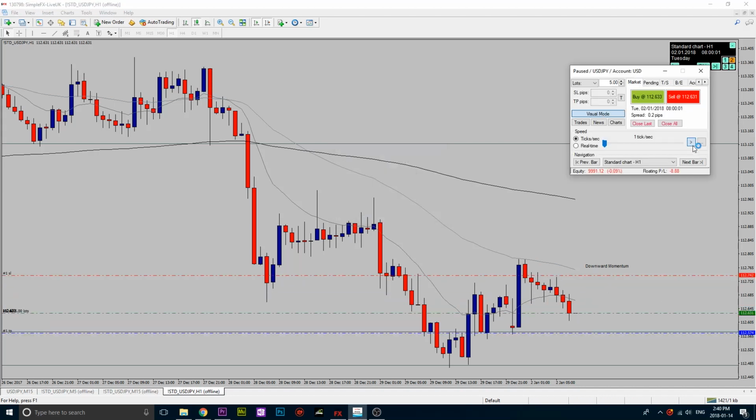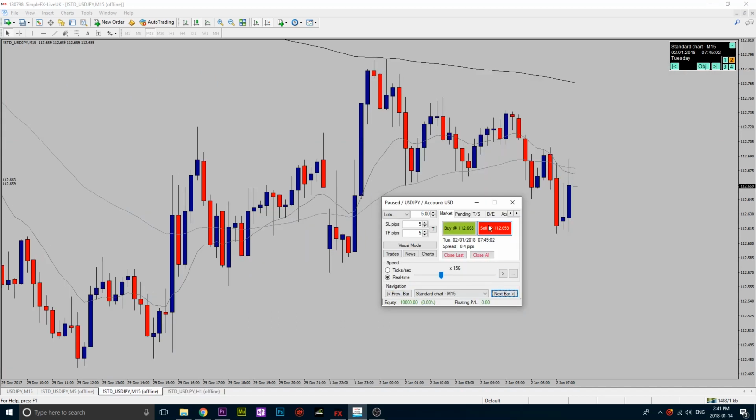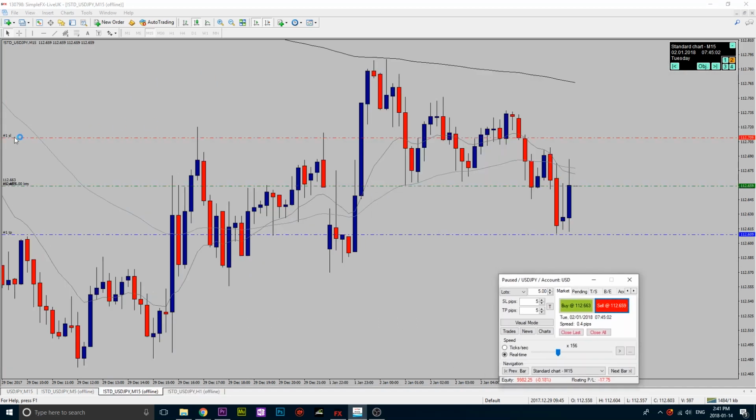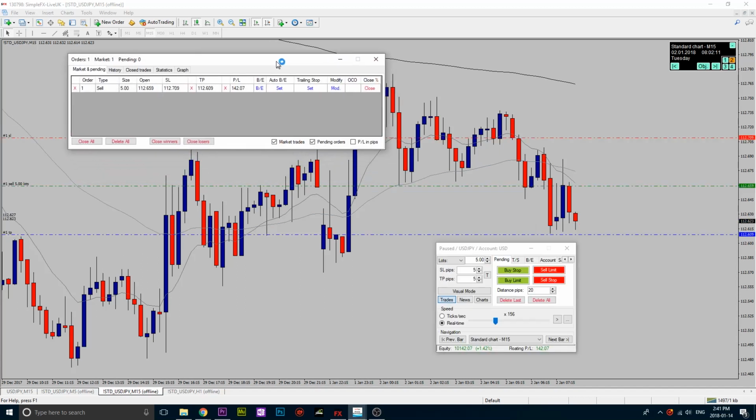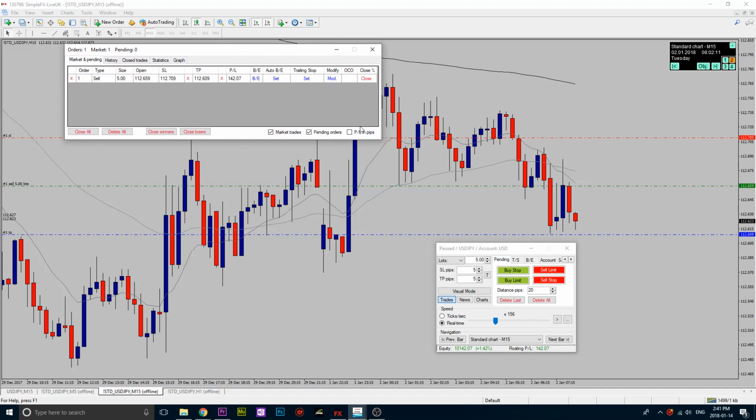With visual mode, you can choose where you want to place your stop loss and take profit, or if you want, you can set the exact amount of pips right here from the get-go. You can speed up the chart with this slider, and you can easily fast forward or rewind to previous candlesticks with these two buttons here. One thing I like to do is to open up the toolbox to see the amount of pips each trade is at. This allowed me to reduce my drawdown when taking positions.